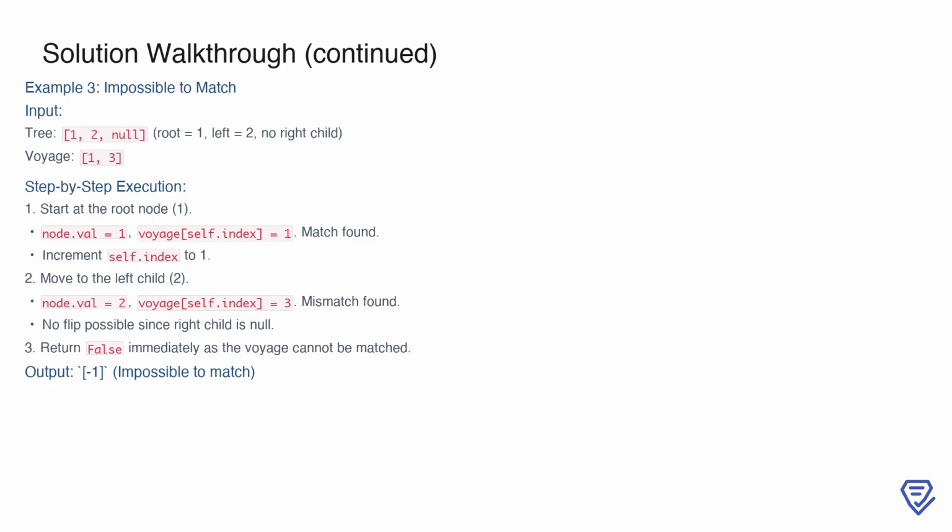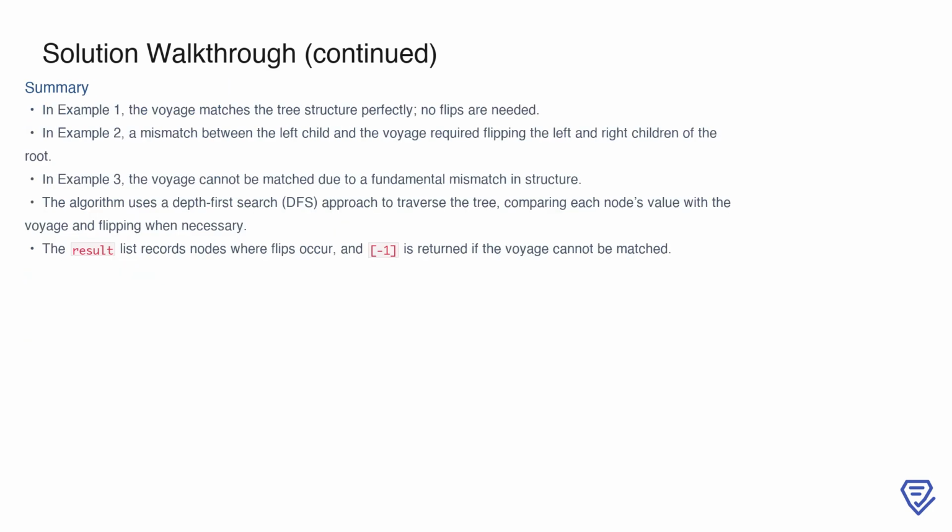The output is -1, indicating that it is impossible to match the voyage. To summarize, example 1 demonstrates a perfect match between the tree and the voyage, requiring no flips. Example 2 shows how a mismatch between the left child and the voyage can be resolved by flipping the left and right children of the root, resulting in one flip. Example 3 illustrates a case where the voyage cannot be matched due to a fundamental structural mismatch.